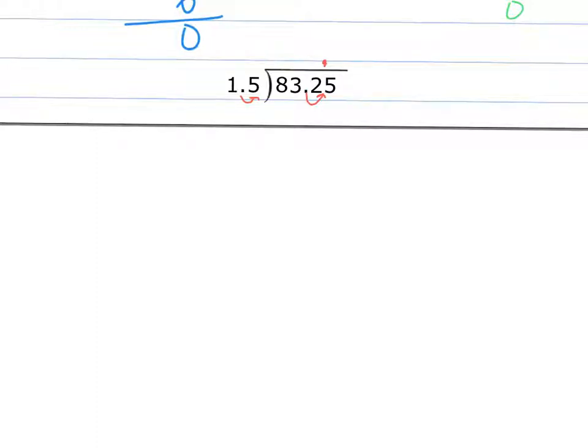Be very careful to keep your numbers lined up. This is where it gets really important. If you have a number in the wrong spot, your whole answer is wrong. So now we're looking at 15 into 832 and 5/10. 15 can't go into 8, but it can go into 83. I know it goes in there 5 times.